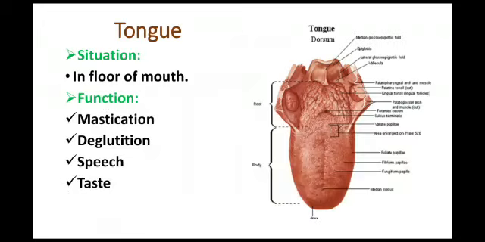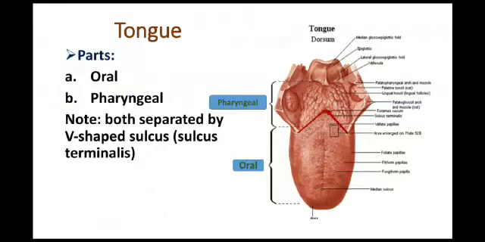The tongue is situated in the floor of the mouth. Its main functions are mastication, deglutition, speech and taste. It contains two parts, the oral part and the pharyngeal part. Both are separated by a V-shaped sulcus called the sulcus terminalis.